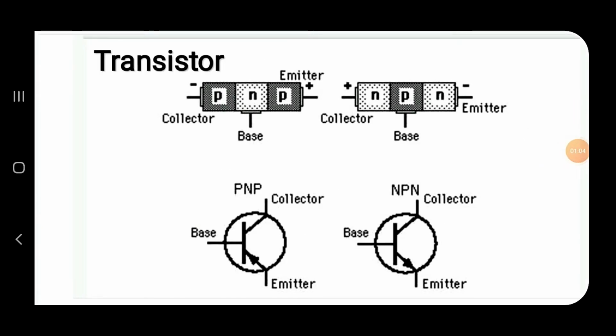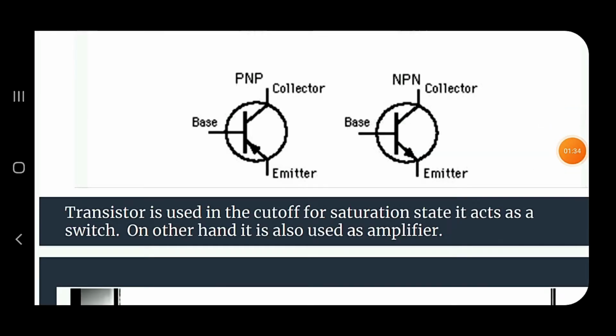Next, transistor. What do you mean by a transistor? A transistor is an arrangement obtained by growing a thin layer of one type of semiconductor between two thick layers of similar type semiconductor. There are two types of transistor. In this figure you can see the first one is a PNP transistor, the second one is an NPN transistor. A transistor consists of emitter, collector and base. It is used in the cutoff and saturation states, where it acts as a switch. It is also used as an amplifier.